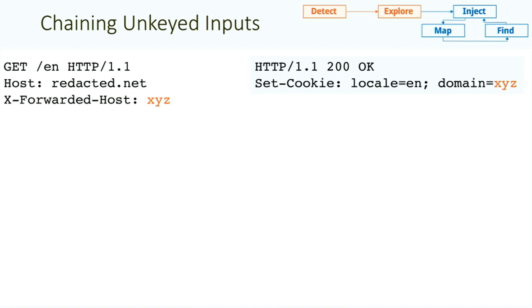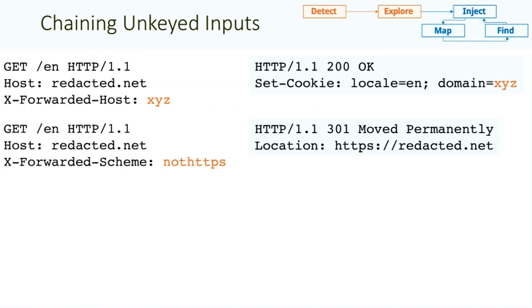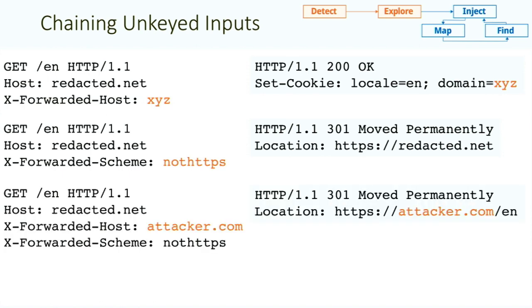Also on this website, the X-Forwarded-Scheme header, if you set that value to anything other than HTTPS, the server responds with a redirect to itself. Once again, harmless. But if you send both of these headers at the same time, then suddenly we've got a redirect to a website of our choice. And because this is being done at the server level and they've got the caching set up right, I can effectively replace any response on the entire server, any URL on the whole site, with a redirect to my site.